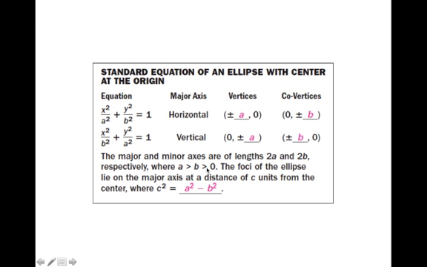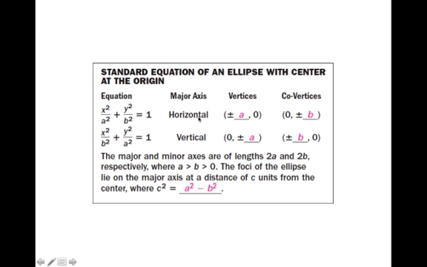Because a is greater than b is greater than 0, a squared is always going to be bigger than b squared. So if you look, the standard form for our horizontal ellipse is x squared over a squared plus y squared over b squared equals 1. That means x squared is going to have the larger denominator. For our vertical equation in standard form, we have x squared over b squared plus y squared over a squared equals 1. a squared is always bigger than b squared, so y would have the larger denominator.